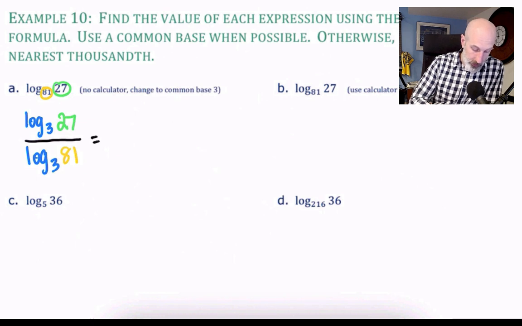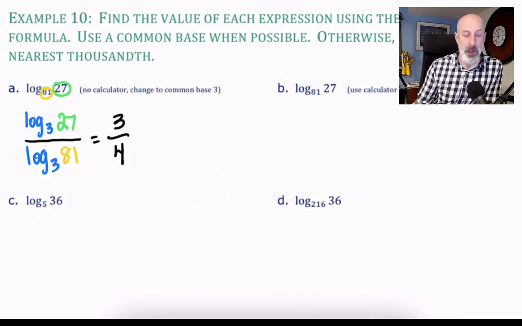This one, log base 3 of 27 is going to just be 3, because 3 cubed gives me 27. And the denominator is going to be 4, because 3 to the 4th power is 81. And my answer is 3/4.